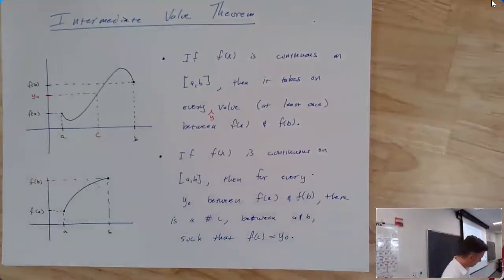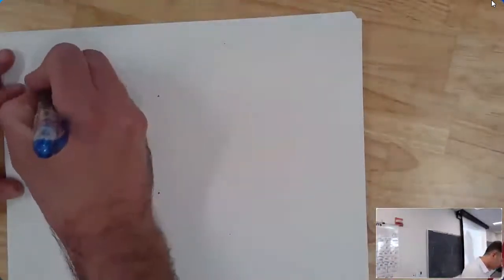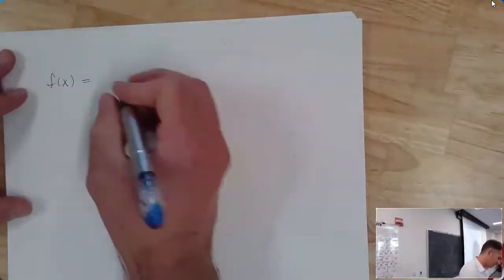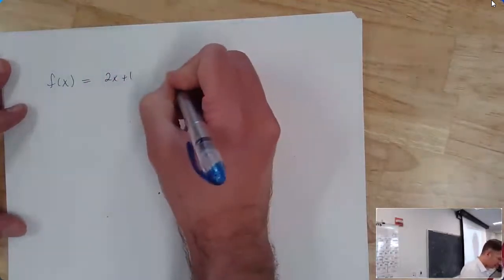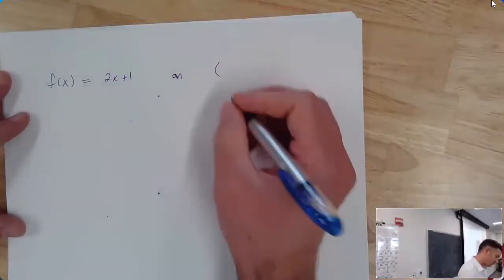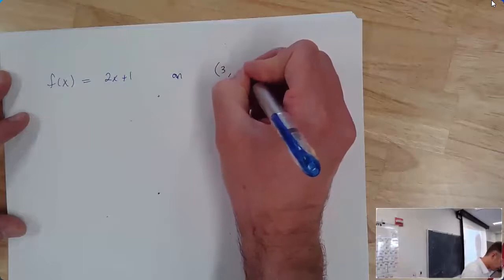So that's actually a really good question. So what if it wasn't a closed interval? Let's look at an example. So let's say our function f of x, I'm going to make it real easy. Let's say it's equal to 2x plus 1, and we're on the open interval from, let's say, 3 to 7.